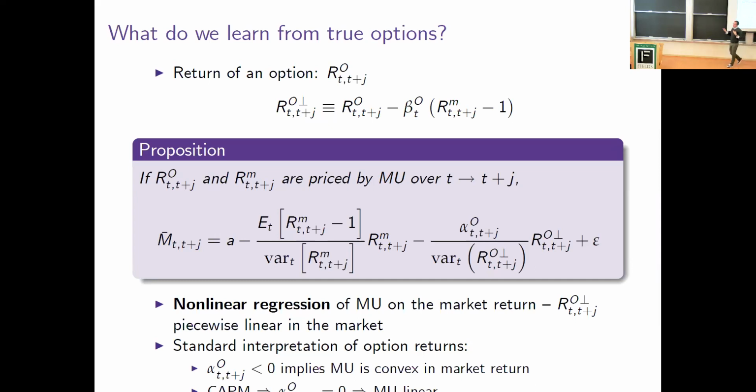Why does the alpha show up? This is just using OLS formulas. The coefficient here is the covariance divided by the variance. And so this alpha is simply the covariance of that return with the pricing kernel.